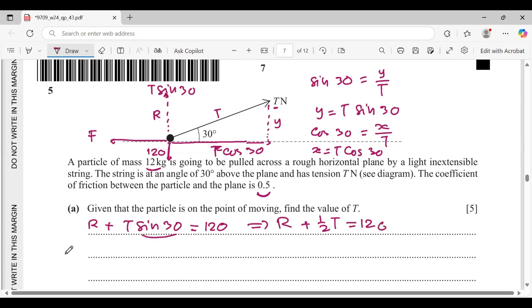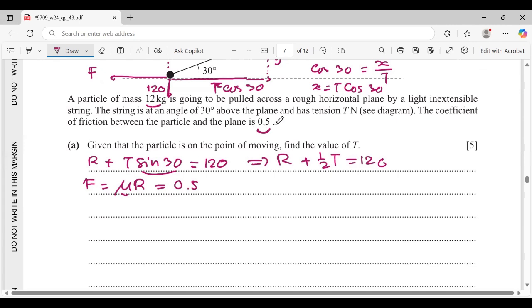Next, f equals mu times R, and it is 0.5 because mu is 0.5 according to this information. Hold on first. 0.5 times R is this one. Wait. R is 120 minus 1/2 t. Okay, 120 minus 1/2 t. Fine.